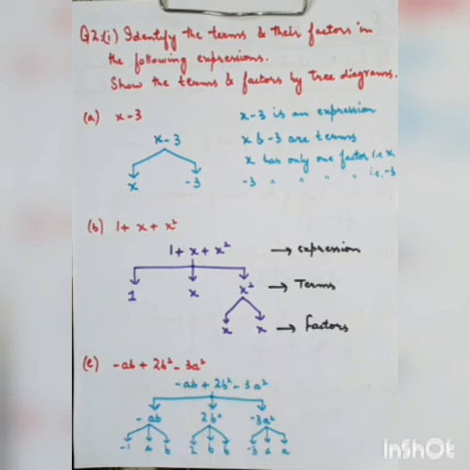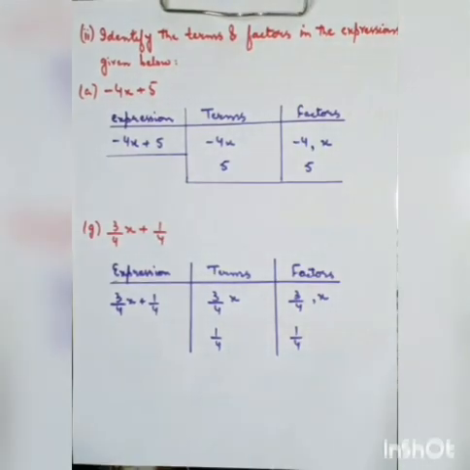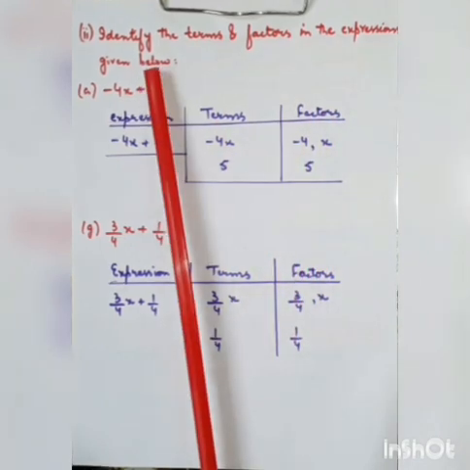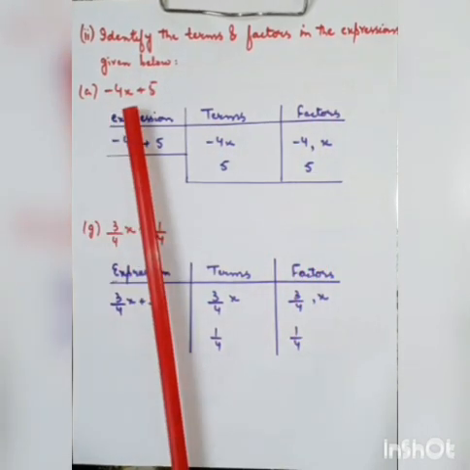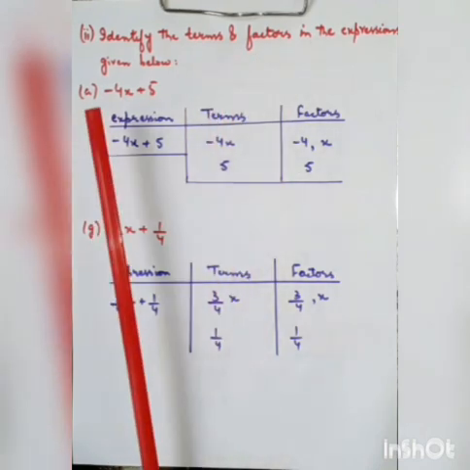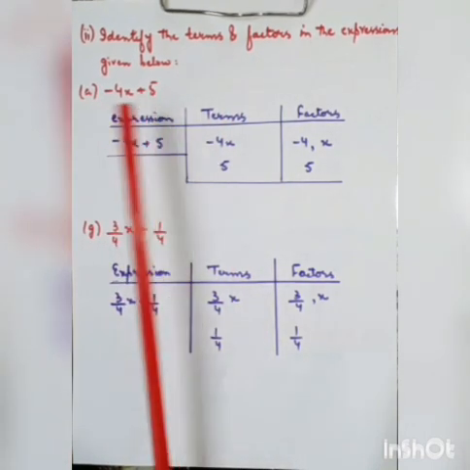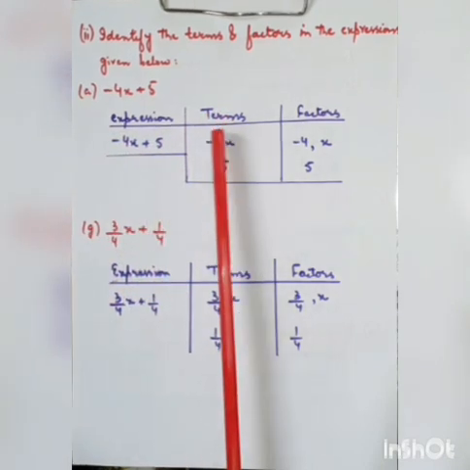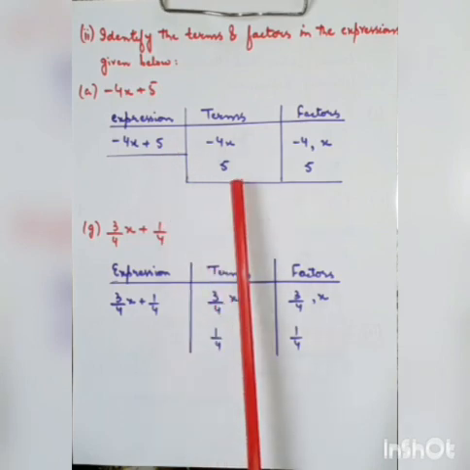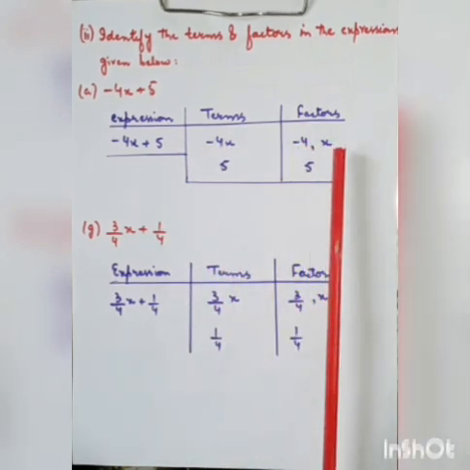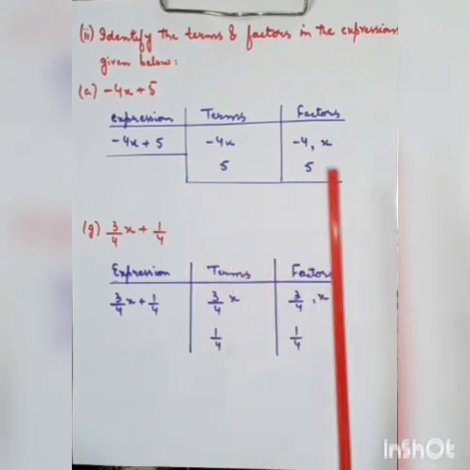Now students, you will solve the rest of the parts of this question yourself. Now part second of this question is: identify the terms and factors in the expressions given below. Again we are given expressions and we have to identify the terms and factors. Now the first part is minus 4x plus 5. This minus 4x plus 5 is an expression, and this expression has two terms, minus 4x and 5. Then this minus 4x has two factors, minus 4 and x, and this 5 has only one factor, that is 5.